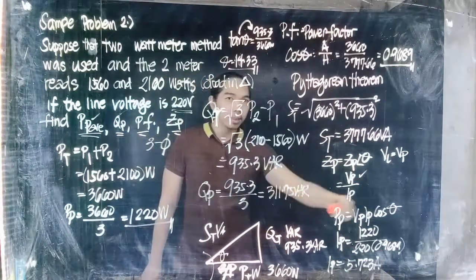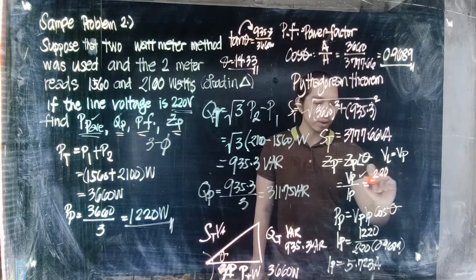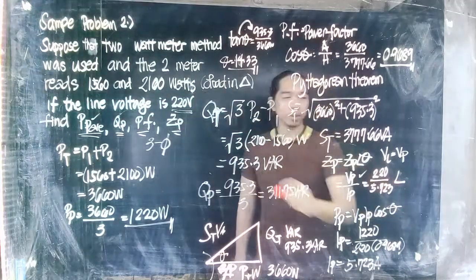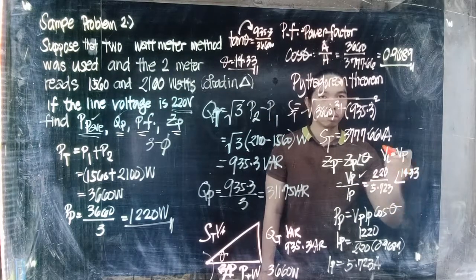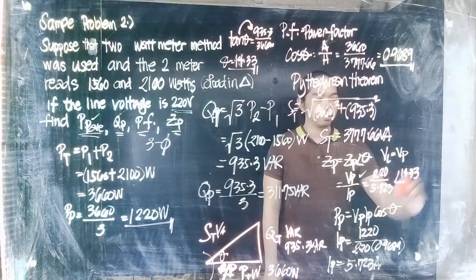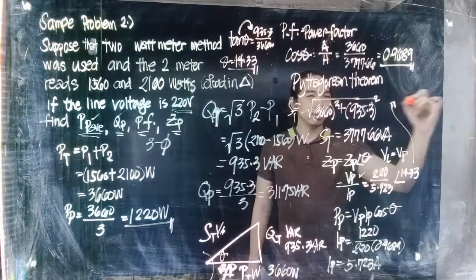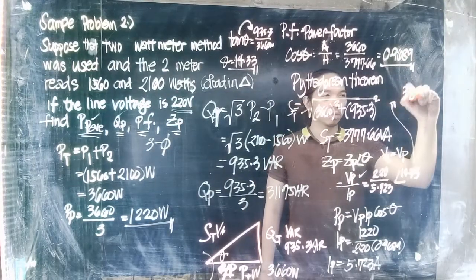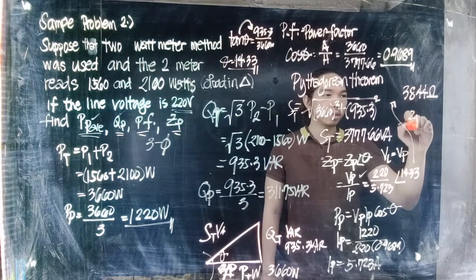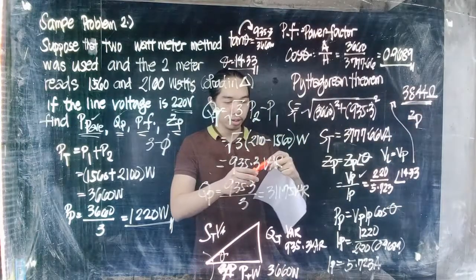So that we can now rewrite this full equation as 220 over 5.723 angle of 14.33. And that will lead us to the value of 38.44 ohms. So that is 38.44 ohms. Which is our ZP. So ito na siya. Ngayon. So do you have any problems or questions with regards to the sample problem?